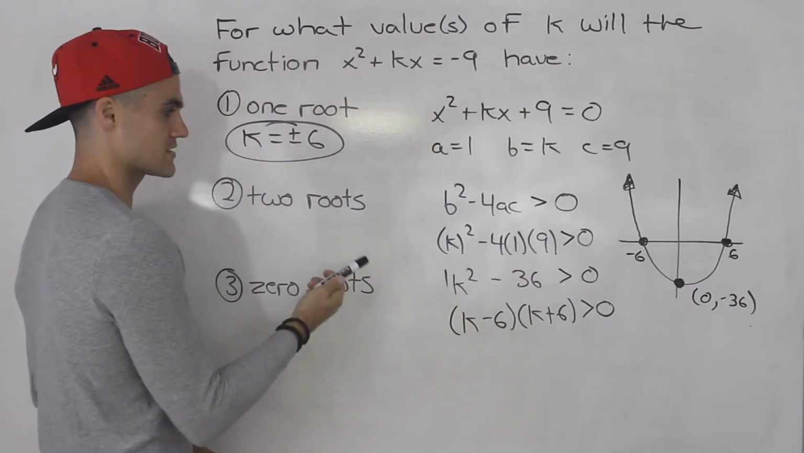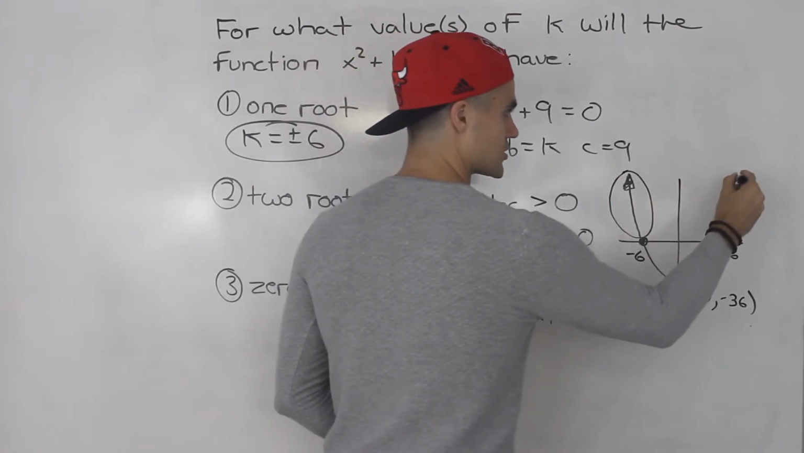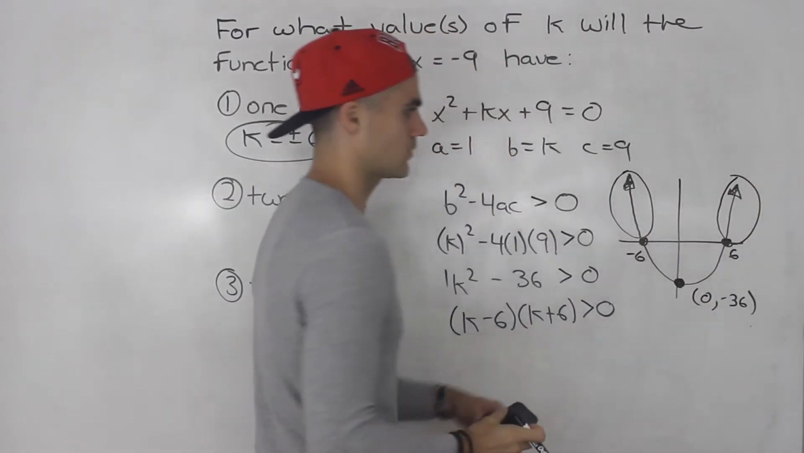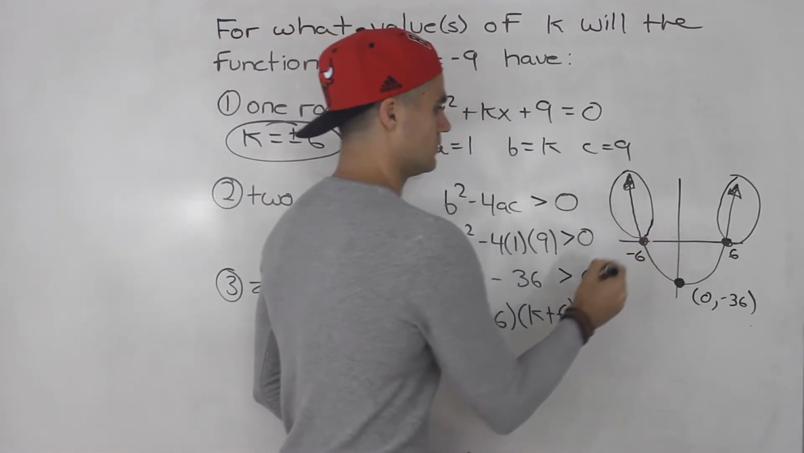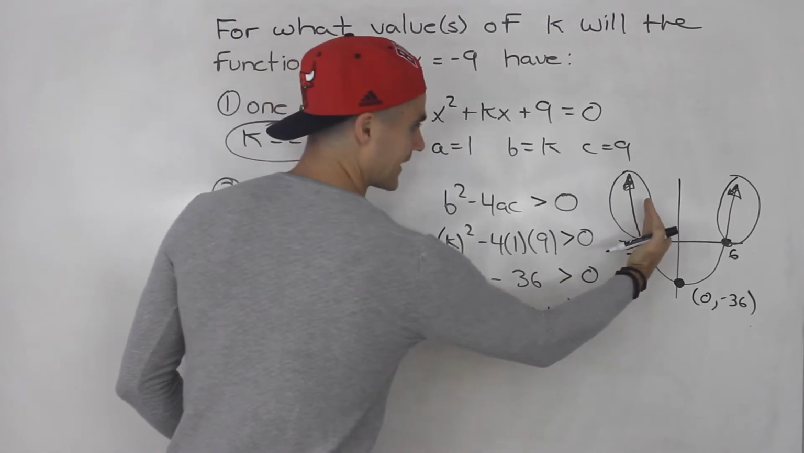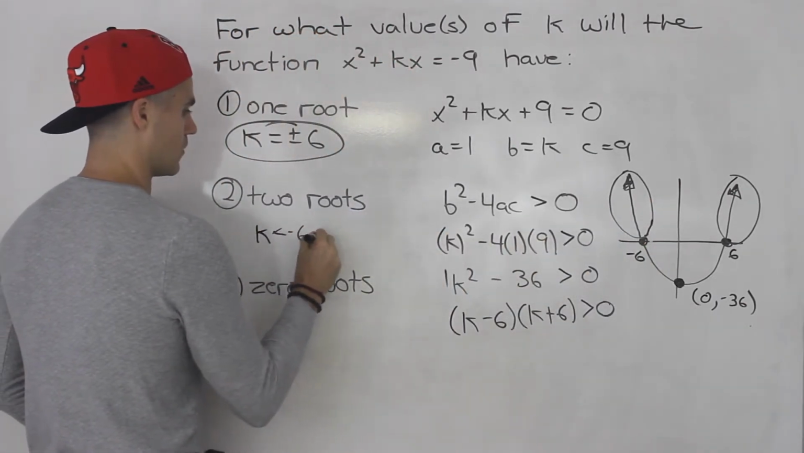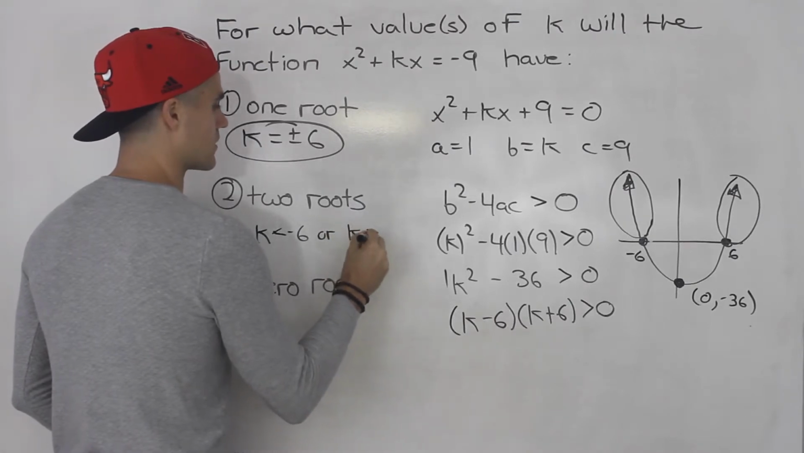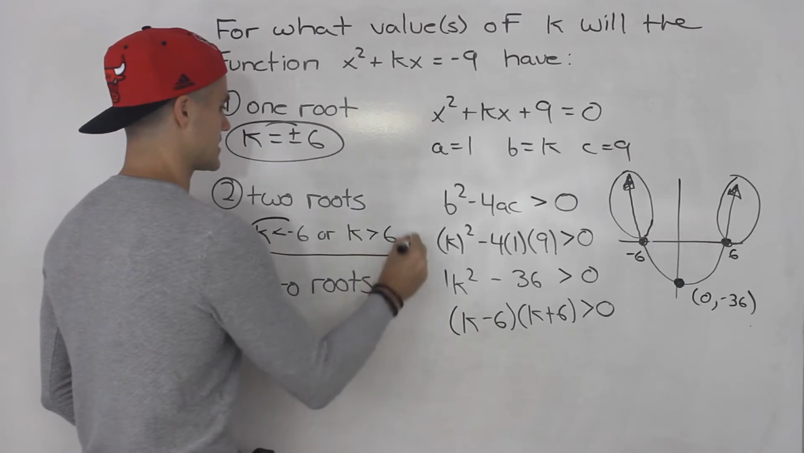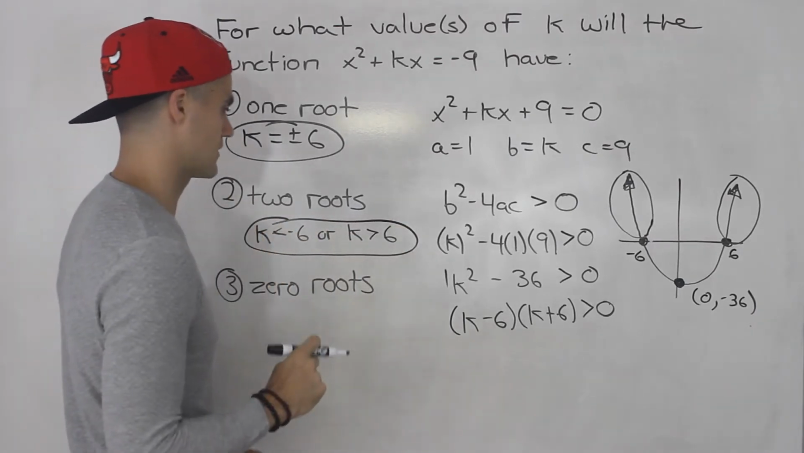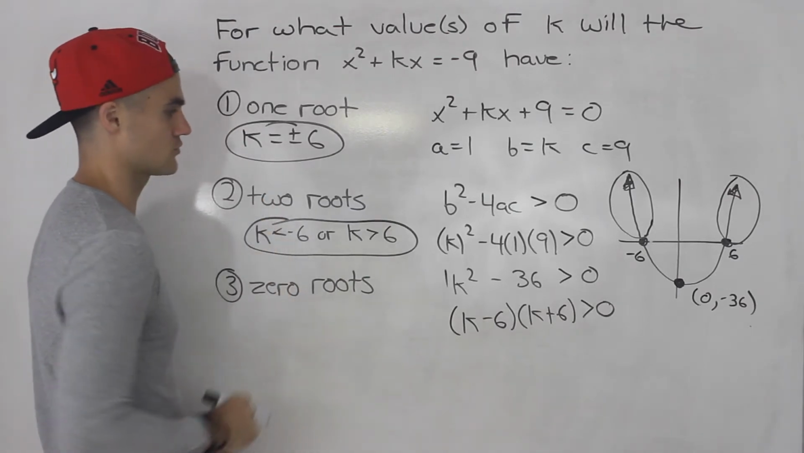When is it greater than 0? Well, in this section and that section. When is it above the x-axis? So that's going to happen when k is less than -6 or when k is greater than +6, this section over here. So that's the answer for number 2. That's when this quadratic equation is going to have 2 roots.